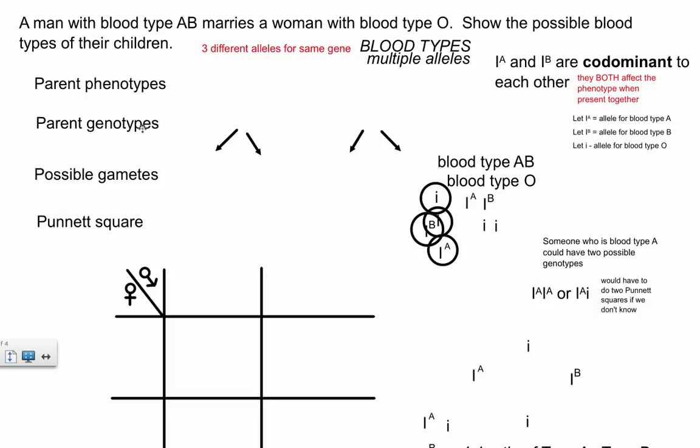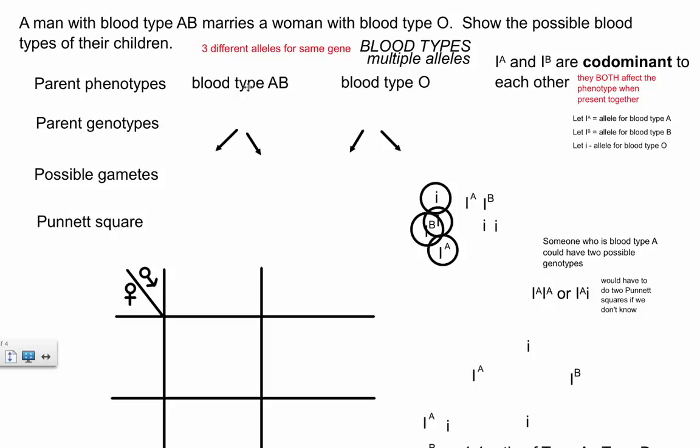So let's start with the parent phenotypes. A man, one parent, is blood type AB. So what's his physical trait? It's just blood type AB. That's easy. The other parent is blood type O. Nothing tricky about this question. Physical trait: blood type O for the other parent. Now I have to figure out the genotypes. Well, I know each parent can only have two alleles. That's a rule. You can't have three alleles for the same gene.